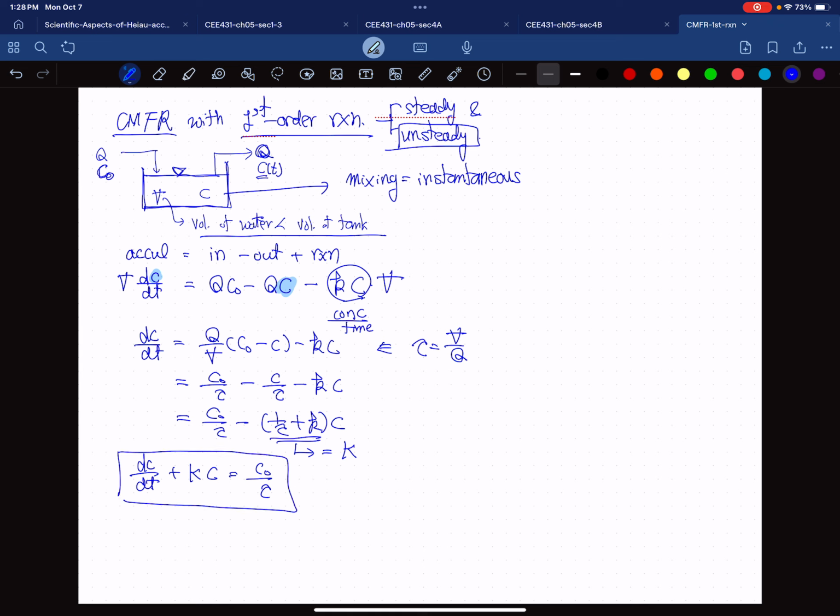Then we'll say C0 is the initial concentration. So initially this tank has an initial concentration of C0, and then the inlet concentration is coming in, and after a certain time the effluent concentration would be given with respect to time. So let's just try to solve this one.